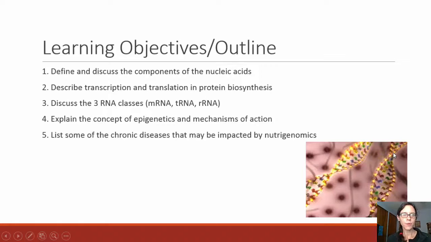And our objectives for this part of the lecture are to define and discuss the components of nucleic acids, discuss transcription and translation in protein biosynthesis, discuss the three different types of RNA, explain the concept of epigenetics and how it works, and list some chronic diseases that could be impacted by nutrigenomics.